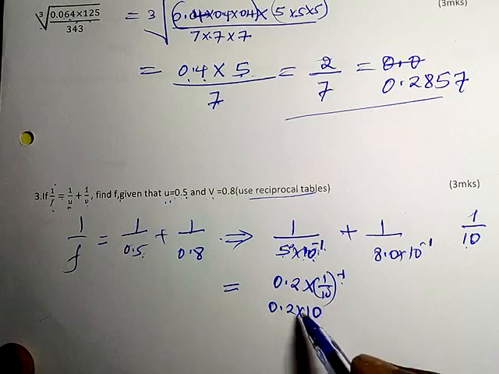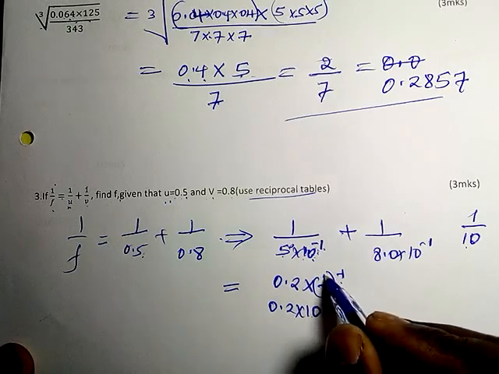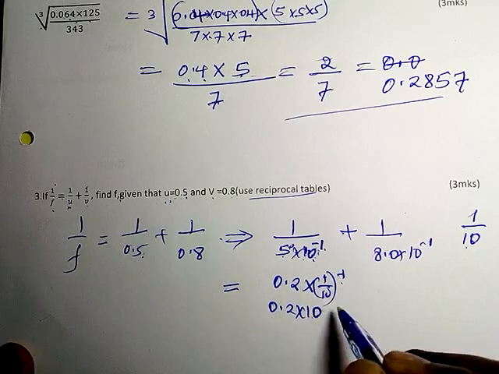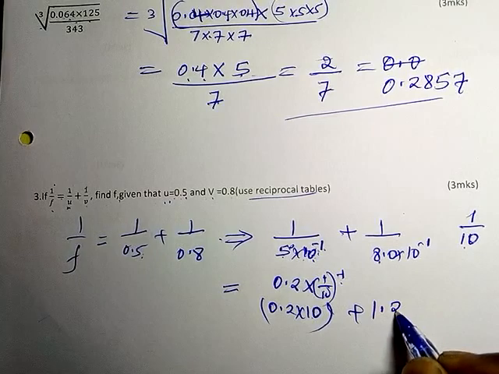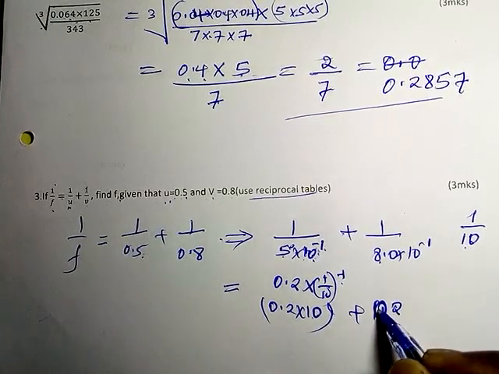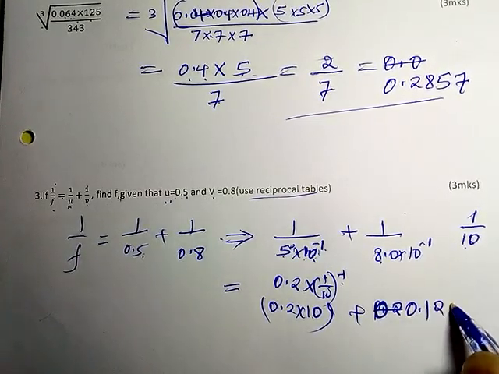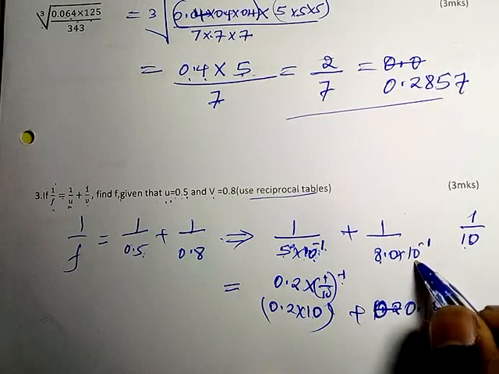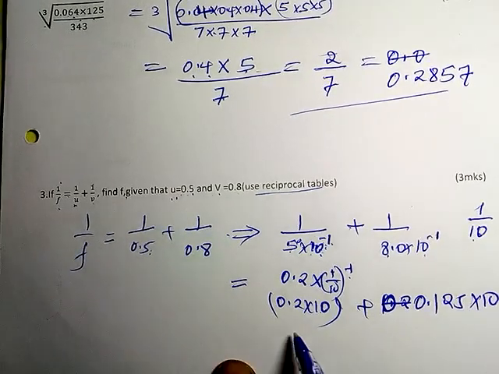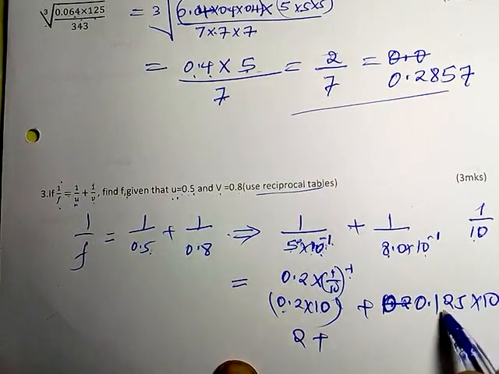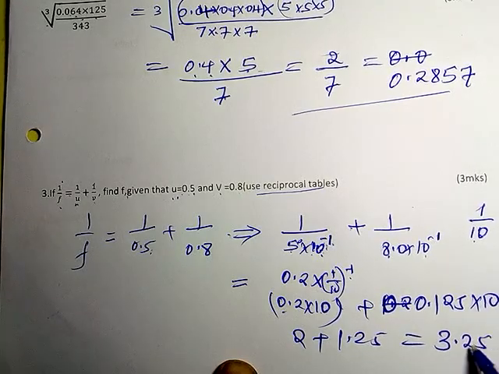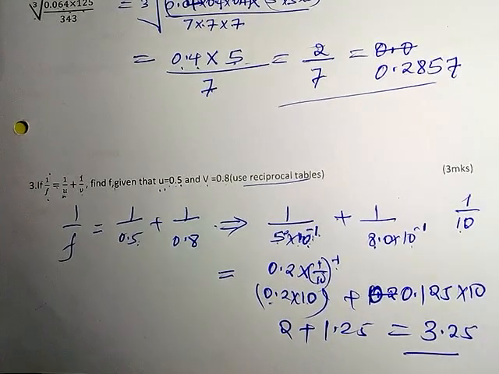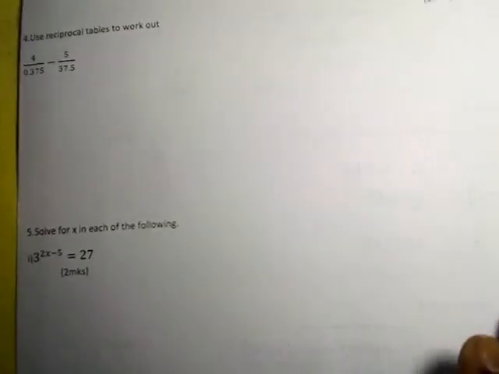Reciprocal is 1 over the number, is what we call a reciprocal. This is 1 over 10, then the reciprocal of it, the answer is 10. This one plus the reciprocal of 8 is 0.125. The reciprocal of 1 over 10 is 10. So this one is 2 plus 1.25, and the answer is going to be 3.25. So use reciprocal table to work out.